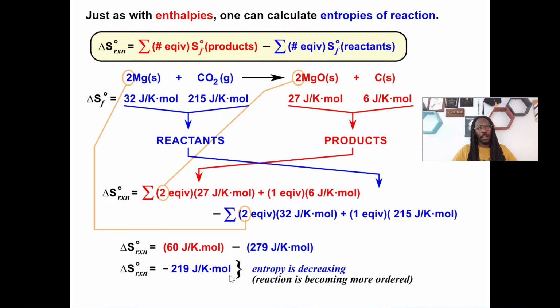So this negative value is telling me that my entropy is decreasing. If our entropy is decreasing, we're becoming more ordered, right? And that makes sense, right? In this case, right, we had this gas here, but we went to 2 solids, right? So our reaction became more ordered. And this is how we're going to calculate the entropies of reaction.